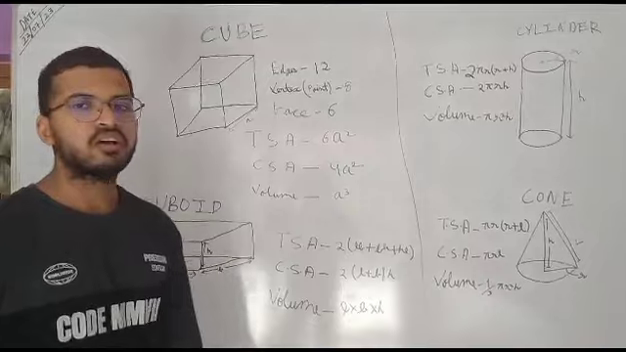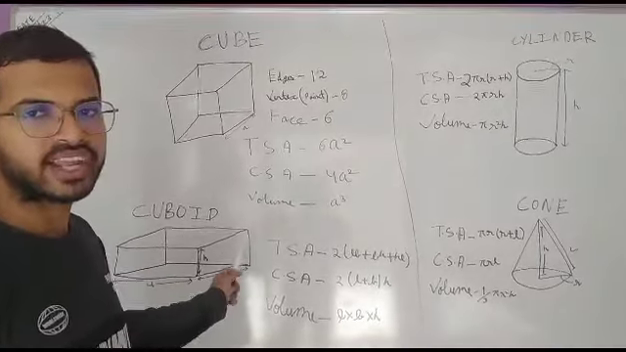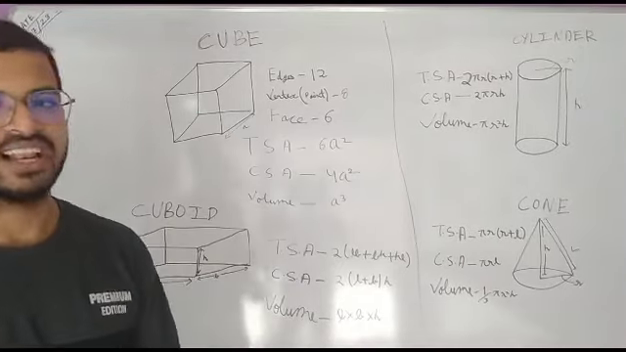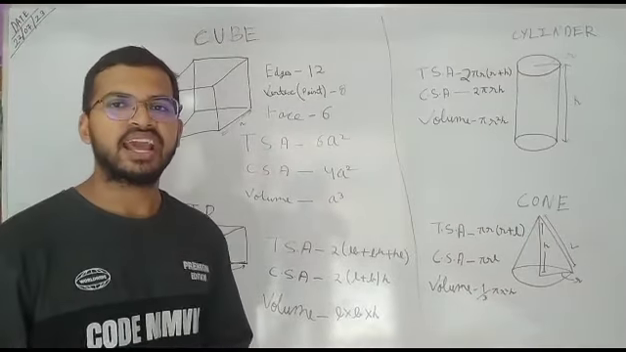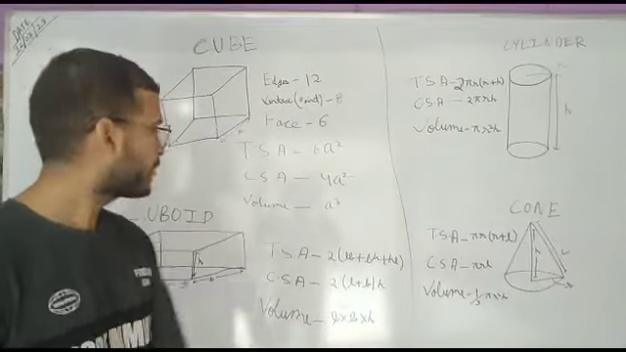Total surface area: the area of a rectangle is LB. So there are 2 rectangles of LB, 2 rectangles of BH and 2 rectangles of HL. L is length, B is breadth and H is height. So the formula is 2 times (LB plus BH plus HL).